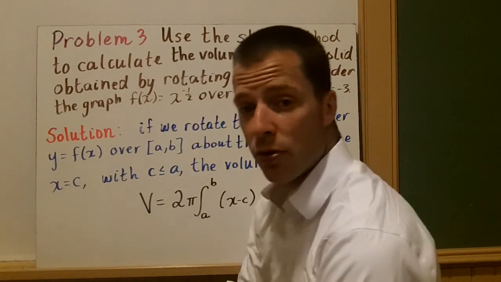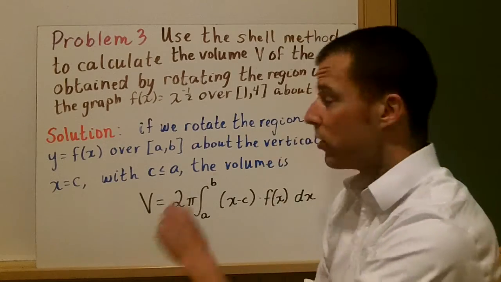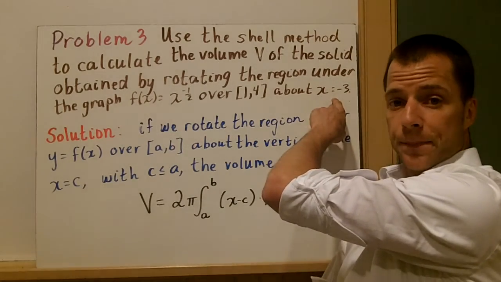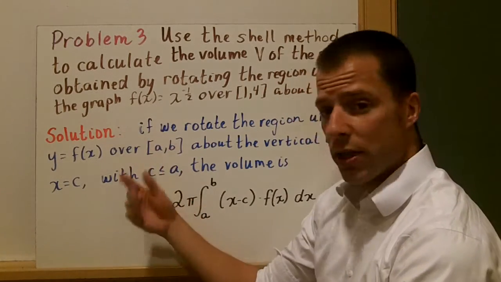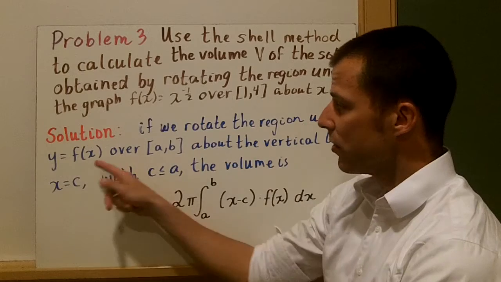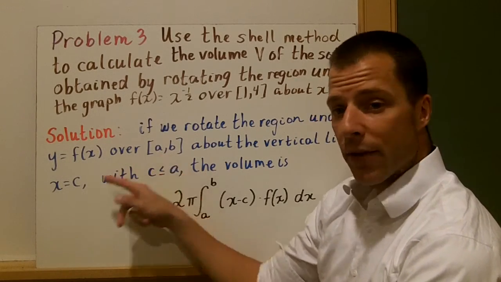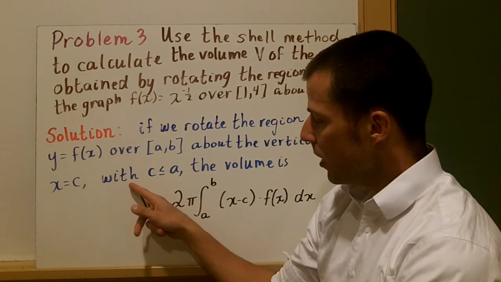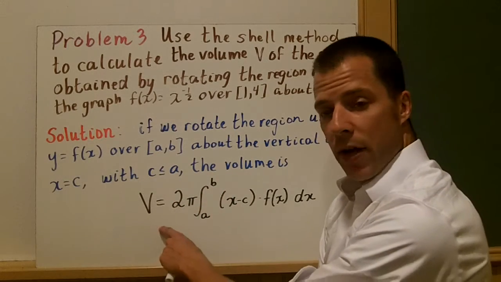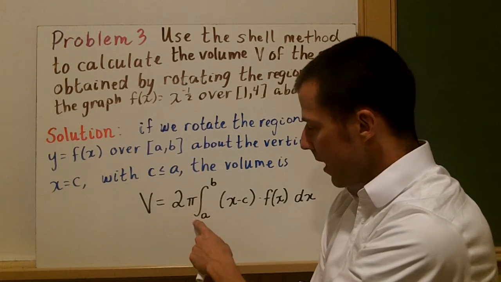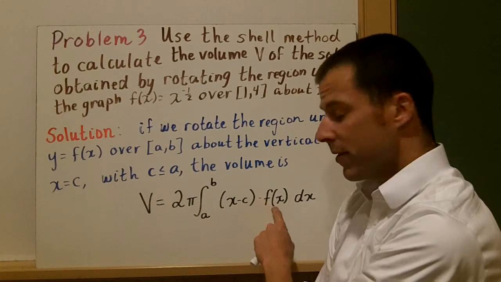So we're no longer rotating around the x or the y-axis, but we're going to rotate around a vertical line at x equals negative 3. So that's important to think about. Okay, so the solution to this is, if we want to rotate the region under this function f of x over this interval about this vertical line x equals c, we need to know that c is less than or equal to a. Then we know the volume is found by this method: 2 pi times the integral from a to b of x minus c times f of x dx.